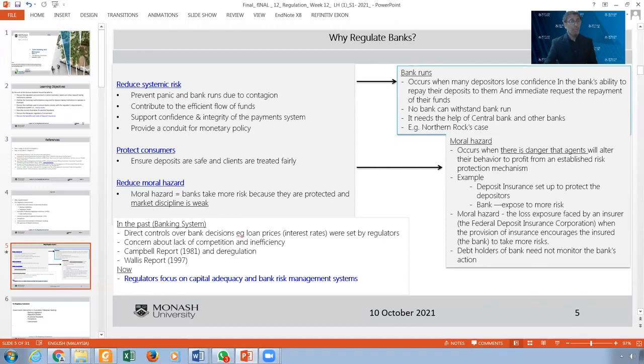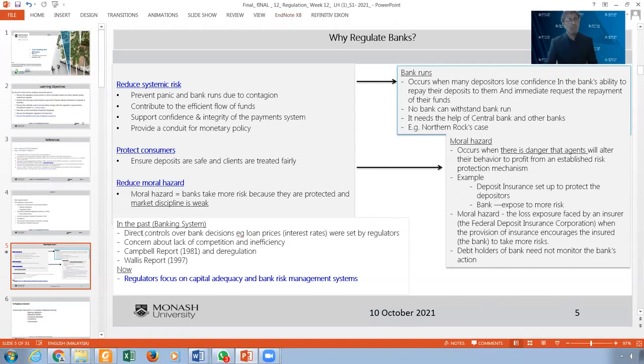Now, bank run we have talked about before, and I think when we talked about liquidity, a moral hazard is, as I told you, the use of, for example, deposit insurance in the wrong way, by assuming more risk since they are insured.